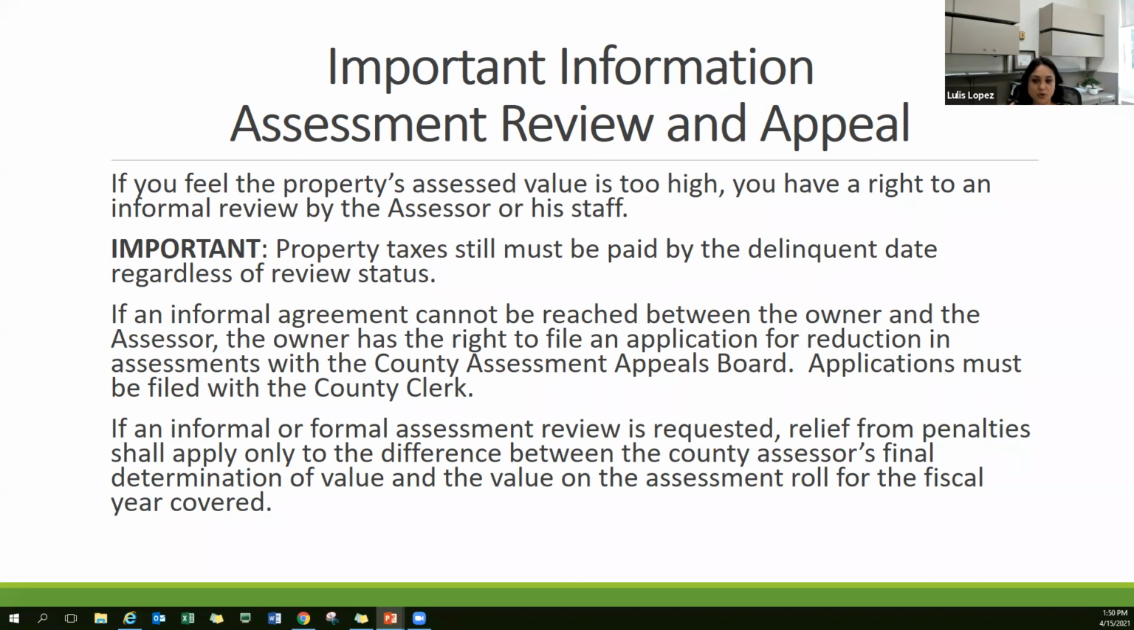But it is very important to remember that property taxes must still be paid on time, before the delinquent date, regardless of the review status. If an informal agreement cannot be reached between the owner and the assessor, the owner has the right to file an application for the reduction in assessment with the County Assessment Appeals Board. And applications can be filed with the county clerk.